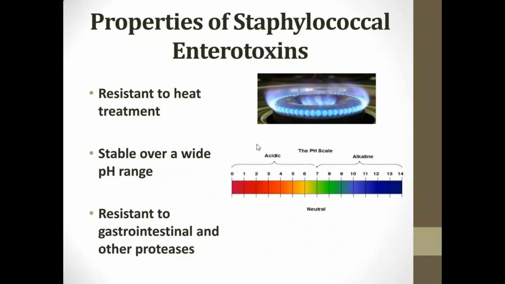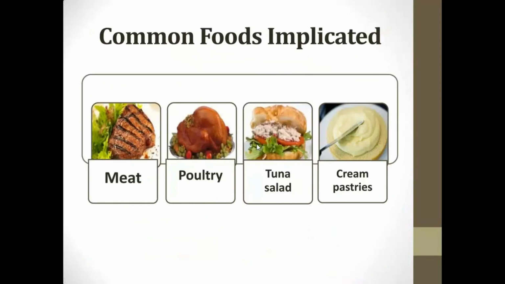These enterotoxins, as I already said, are resistant to heat treatment, and that is why even if you are heating your food, the enterotoxins withstand that high temperature. They are stable over a wide pH range, and they are also resistant to gastrointestinal and other proteolytic enzymes. So in your stomach also, these toxins remain, and that is how they penetrate your intestinal epithelium, and the entire process of staphylococcal intoxication proceeds.